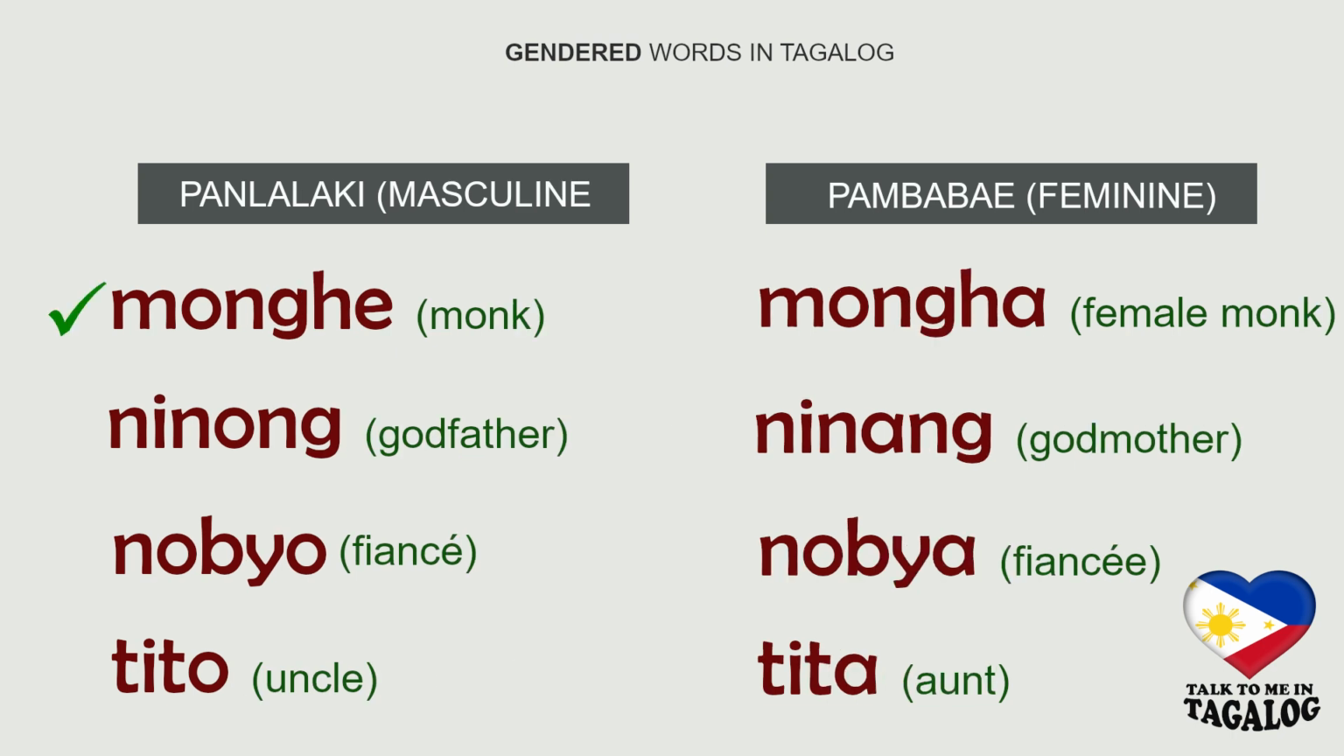Monghe. Monk. Mongha. Female monk. Ninong. Godfather. Ninang. Godmother. Nobyo, fiancé. Novia, fiancé. Tito, uncle. Tita, aunt.